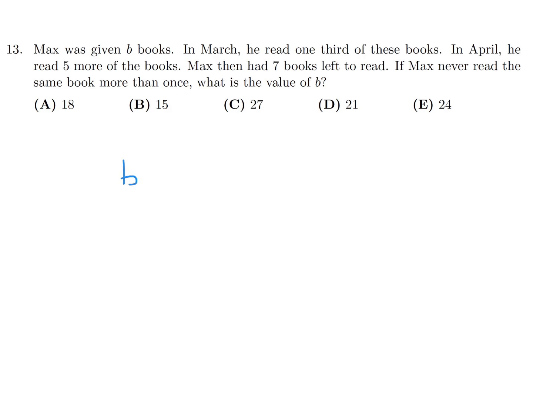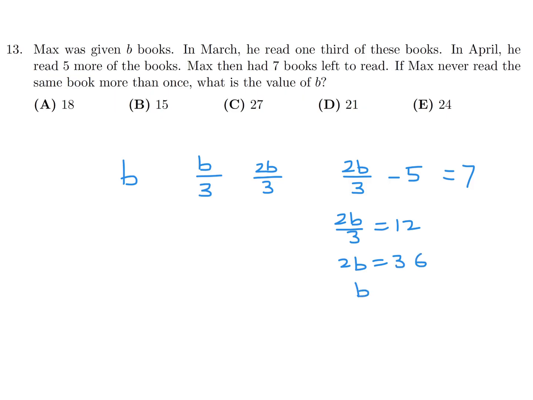Okay, so he starts off with B. He reads 1/3 of them, so that means he has 2/3 left. And then from those 2/3 that are remaining, he reads another 5. And they're saying that is now equal to 7. So this is the equation. Okay, so 2b over 3 is therefore equal to 12. 2b is 36, and b is 18. Right? And therefore, that would be A.